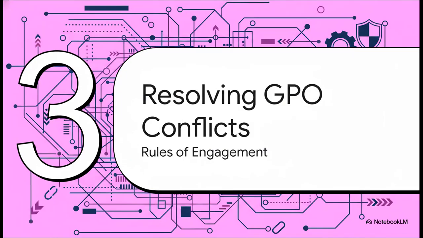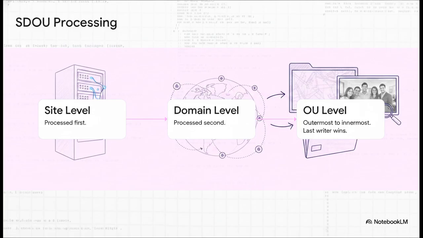Next up, Section 3, Resolving Complex GPO Conflicts. Okay, this is essentially the rules of engagement for Active Directory. You have got to memorize the SDOU processing order.